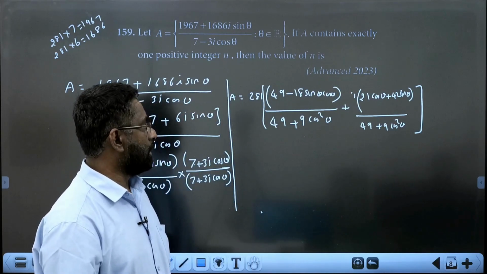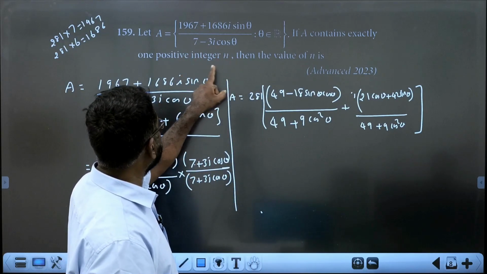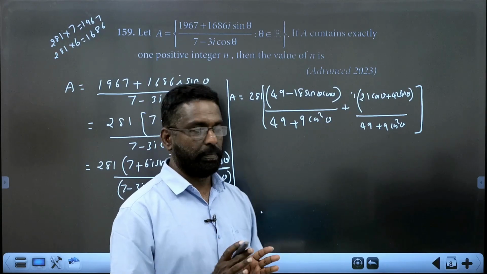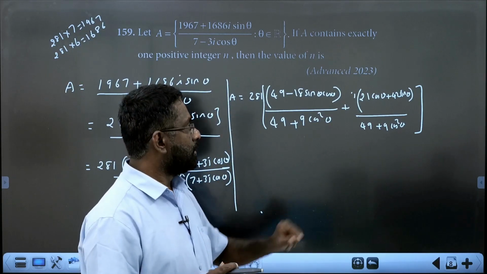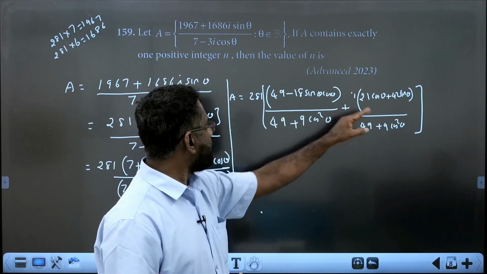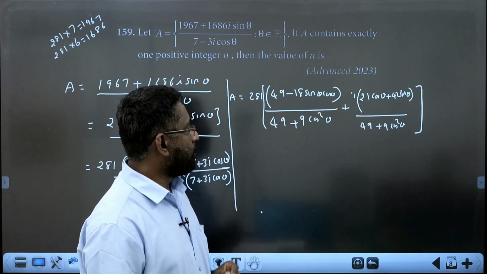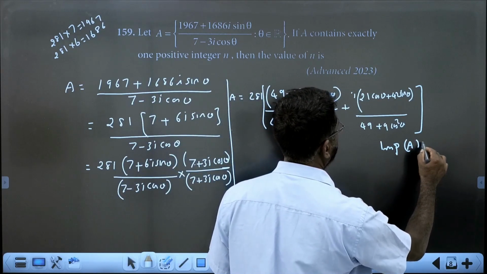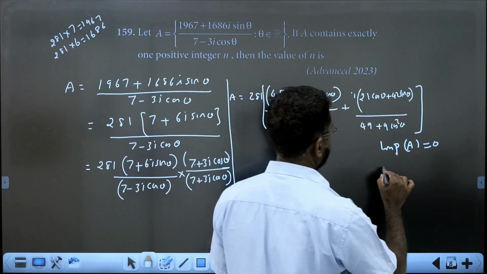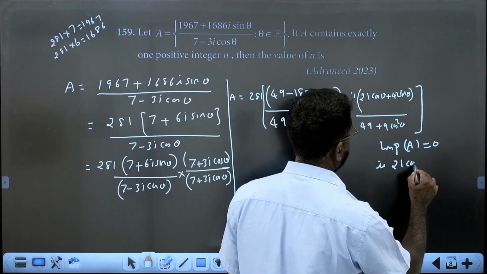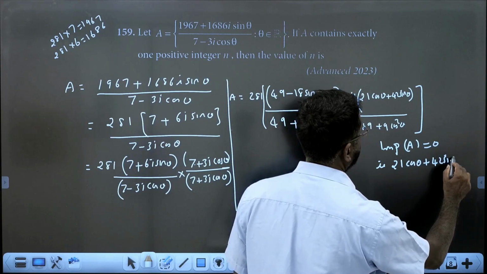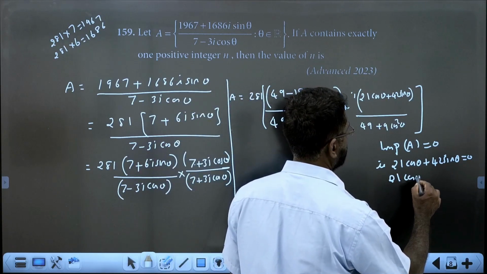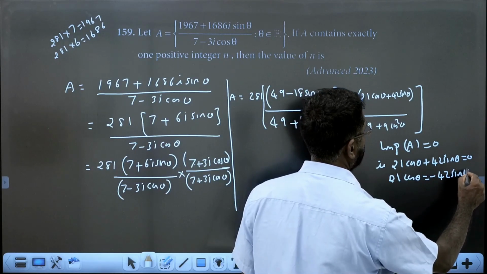As per the question, A contains exactly one positive integer. That means it is only a real number. A positive integer is a real number, so the imaginary part of A will be 0. What is the imaginary part? 21 cos theta plus 42 sin theta equal to 0. That is 21 cos theta is minus 42 sin theta.